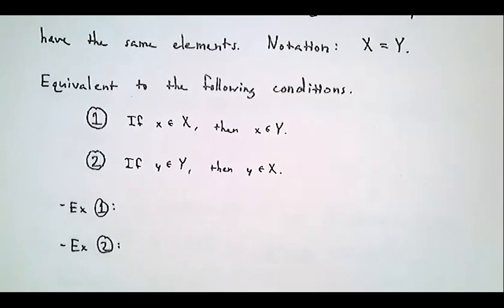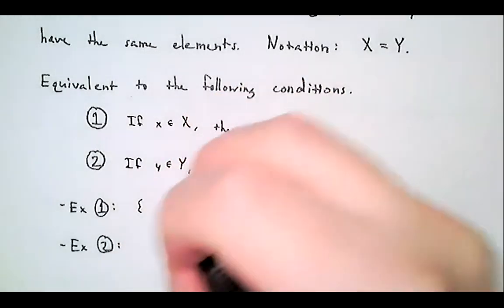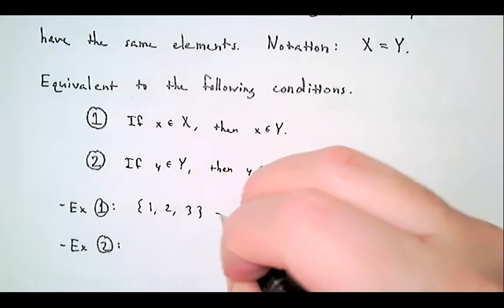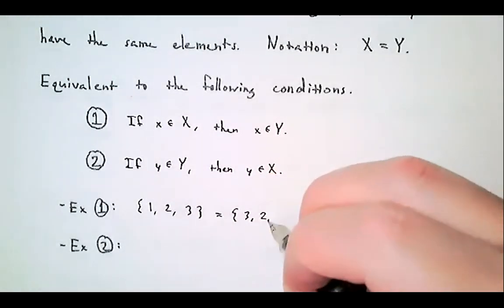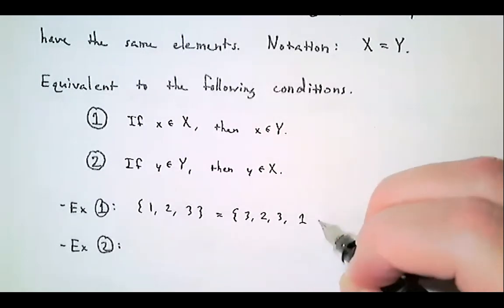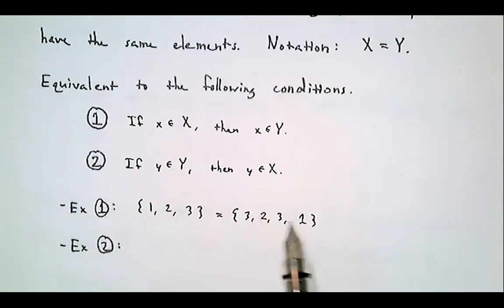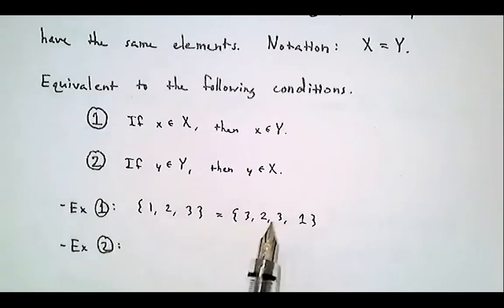Okay. And we can talk about a couple examples here. This first one we've kind of already seen. I have a set with the numbers 1, 2, and 3 in it, and it's the same as this other set with 3, 2, 3, and 1 in it. And that's because all the elements that appear over here are also in this list, and all the elements in this list also appear over here. So the order doesn't matter. It doesn't matter if you write something more than once.